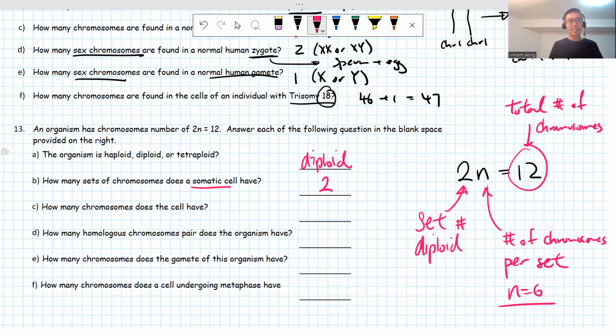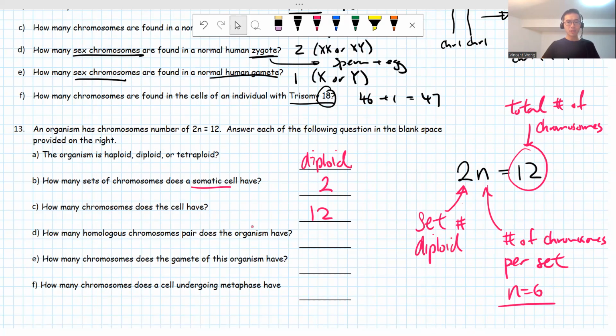If they ask you how many sets of chromosomes a gamete has, a gamete is only 1, half of it. Germ cells are also 2, because germ cells haven't undergone meiosis yet. Once it becomes a gamete, it's half the original set number. How many chromosomes does the cell have? 12. When we roll it down, the total number is 12 right here.